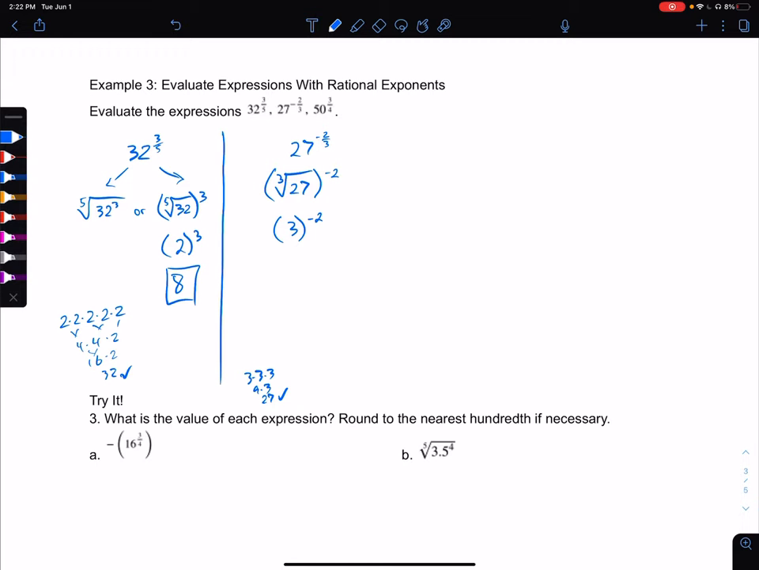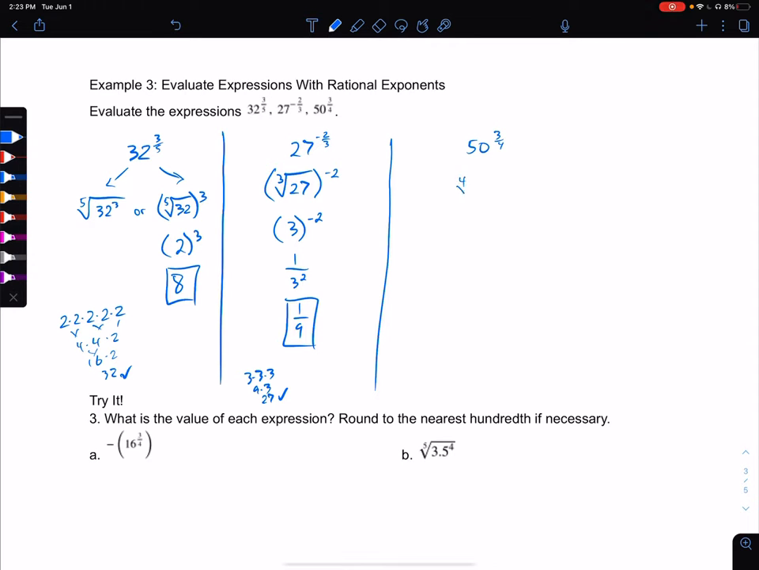Hopefully you remember your rules of exponents from Algebra 1, Algebra 2, parts of it, depending on how much of this you've done before. But anything to the negative power is going to become 1 over 3 squared, which is 1 over 9. And that would be my solution. Remember, a negative exponent is going to cause our term to go from the numerator to denominator or denominator to numerator. And then finally, we have 50 to the 3/4 power.